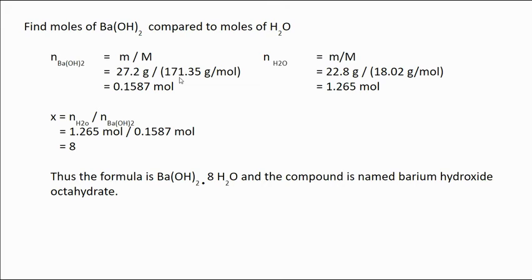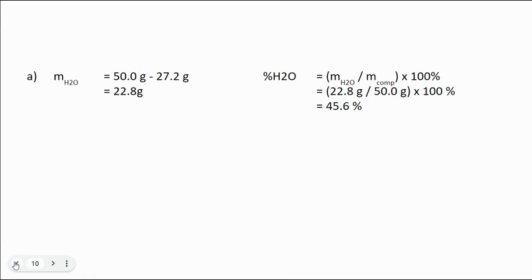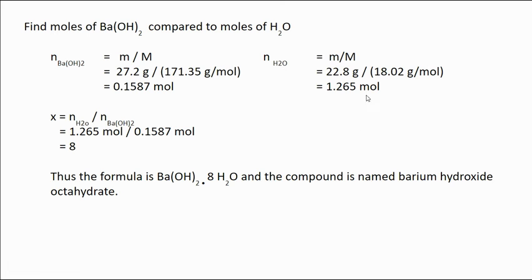Okay, now one down, one to go: I'm going to compare how many moles of water I have. We found previously that the mass of water in my sample was 22.8 grams. There it is. And we're just going to change this into a molar amount. And here we have it. So 1.265.